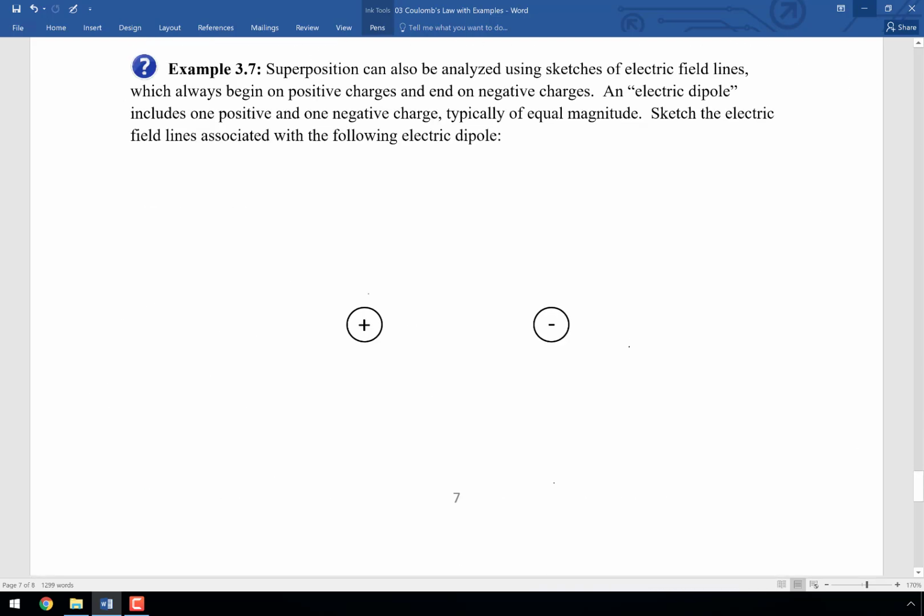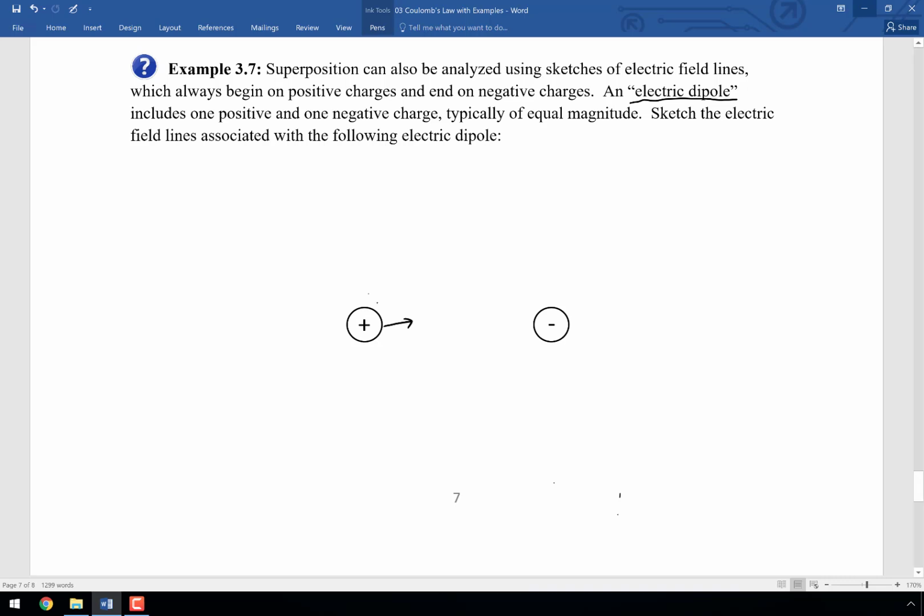And then finally, the last example, imagine that you didn't need to calculate a numerical value, you just wanted to sketch what the electric field looks like. Well, we know that if we have a positive charge and a negative charge, this is known as an electric dipole. And we're going to see electric dipoles quite a lot this semester. They happen naturally, and we also design them as engineers.